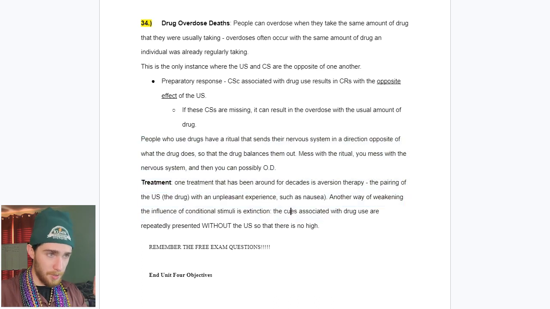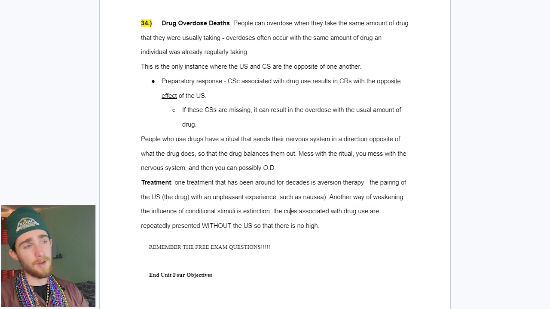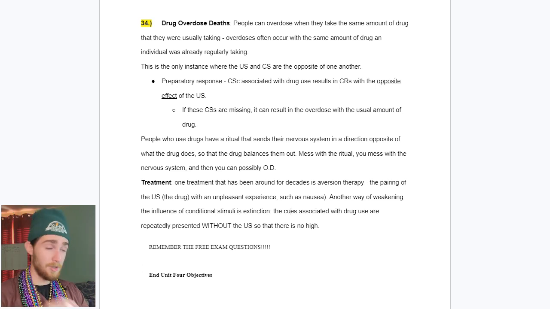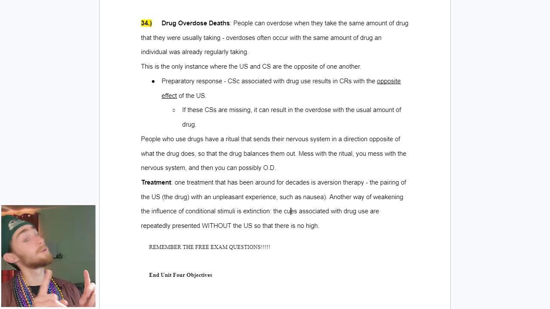Here's what the text reads. People who use drugs have a ritual that sends their nervous system in a direction opposite of what the drug does. Again, that's the bendy straw, that's the belt, my uppers and my downers. If you mess with the ritual, you mess with the nervous system. And when you start messing with the nervous system, that is when you can possibly OD.